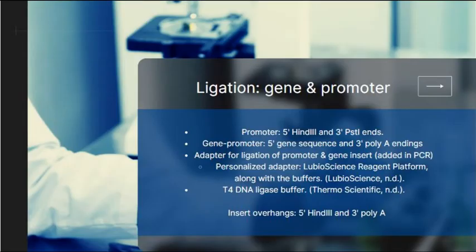A ligation will then be done for joining promoter NIA1 with the gene NIA. The promoter has 5' HindIII and 3' PstI ends. The gene has its sequence and the poly A as ends. Personalized adapters from Lubio Science are used for their ligation, along with the needed buffers and the T4 DNA ligase, all done in the thermocycler.